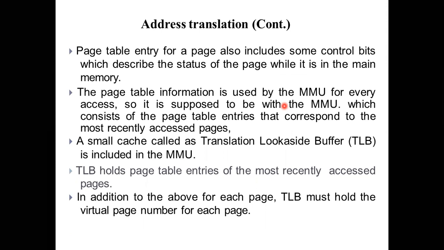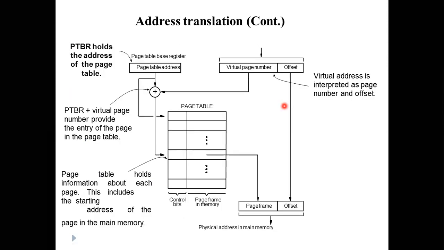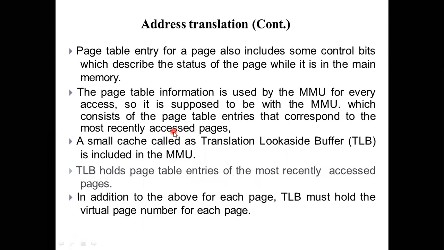As far as address translation, the page table entry for a page also includes some control bits, which I have discussed in the diagram. You can see these are the control bits over here. These control bits describe the status of the page while it is in the main memory. What are the statuses? It may be ready or running, or something may be written into that particular page, or being read from the page. This is the status of the page at the time when it is in the main memory.